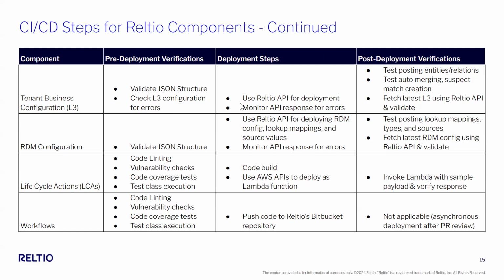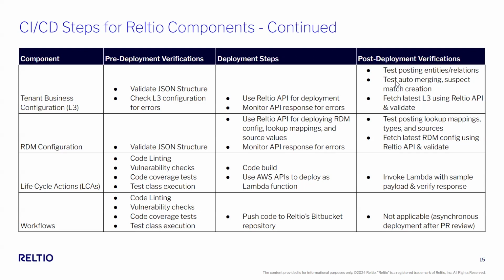In terms of deploying the business configuration, you can use the Reltio API for deployment, right? The standard API that you fire using Postman. And you can monitor the API response for any errors and take the corrective actions or roll back the deployment if there are any errors.